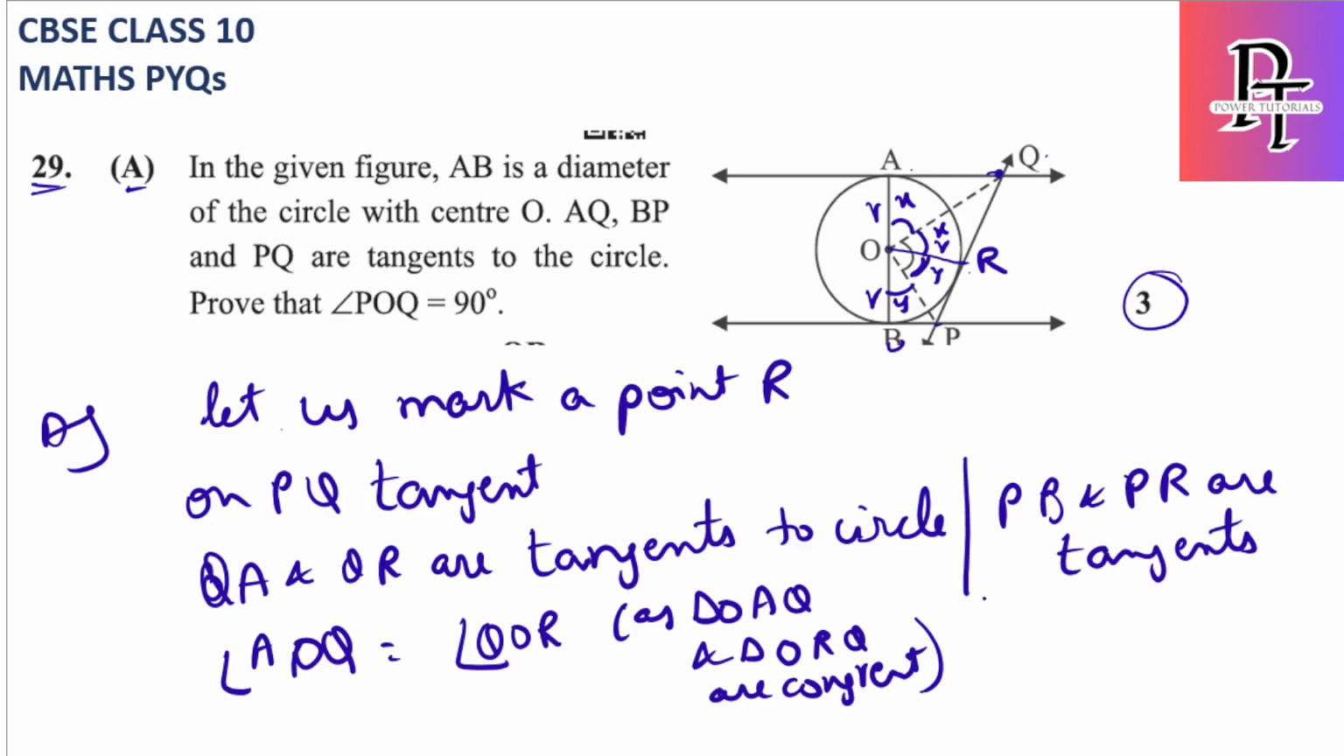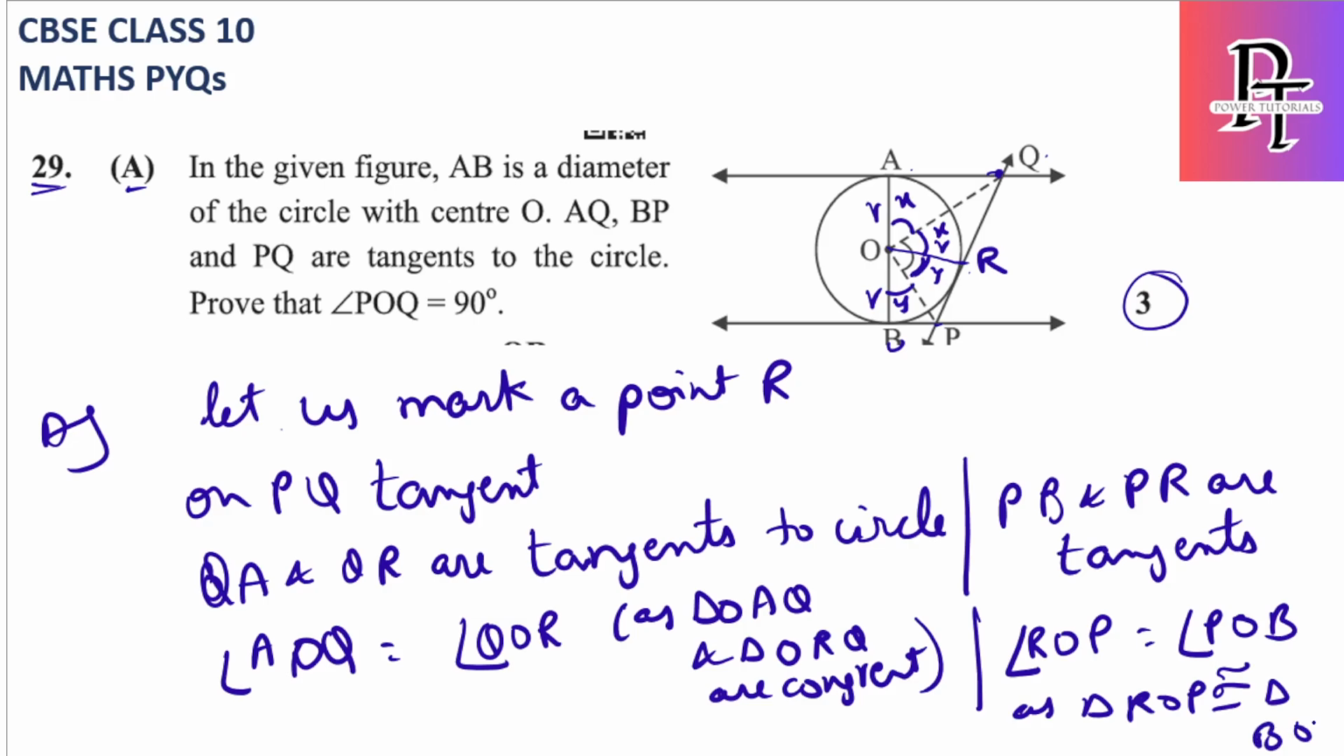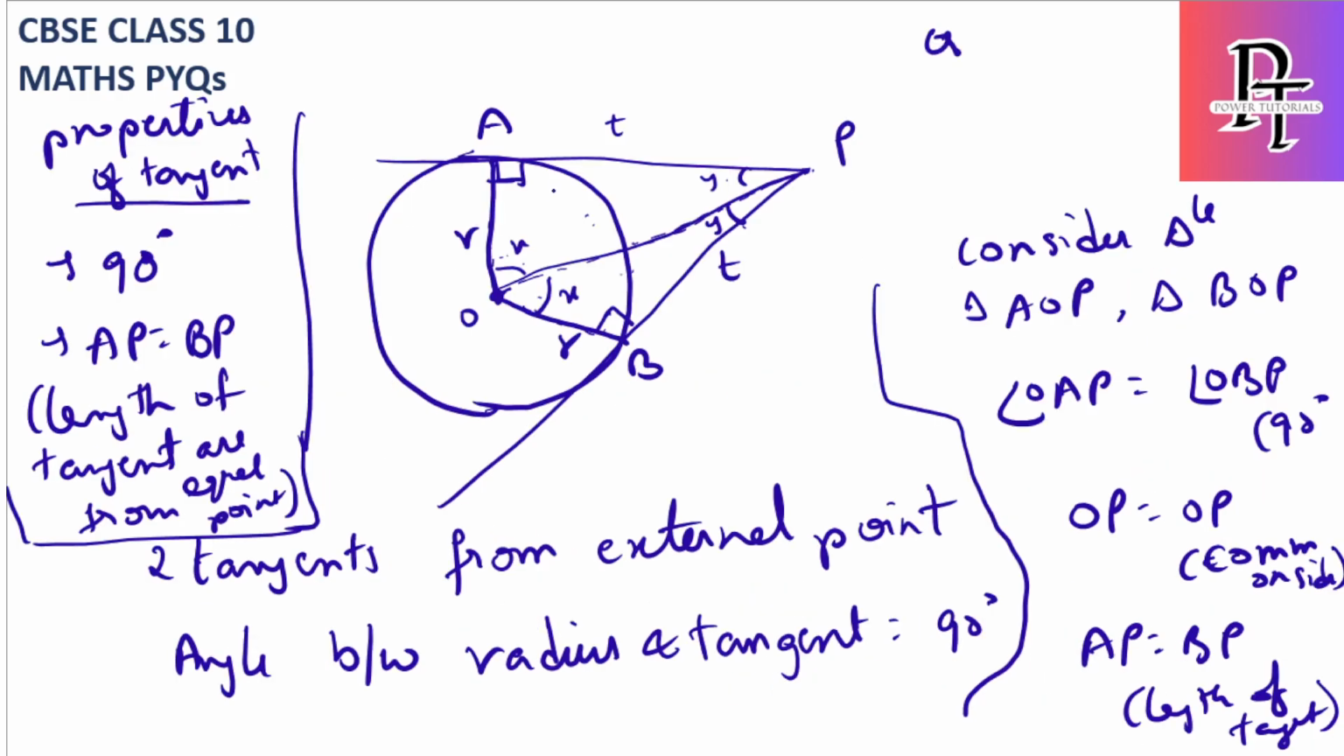In the same way, from these two triangles, I can say angle ROP should be equal to angle POB, as triangle ROP should be congruent to triangle BOP. This congruency we just proved in the previous slide. If you want, you can also write it. For 3 marks, directly saying those two triangles are congruent is okay. But if it is asked for 4 or 5 marks, it is better to first prove these two triangles are congruent using the SAS property, then you can say that these two triangles are congruent.